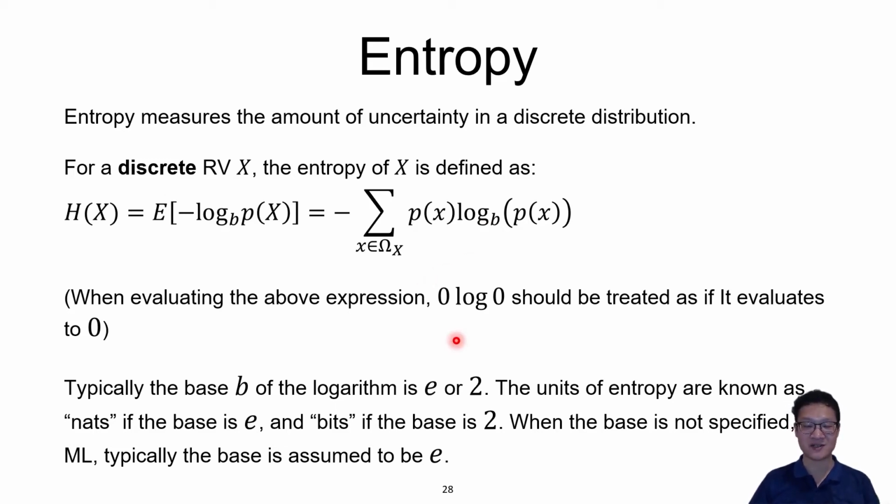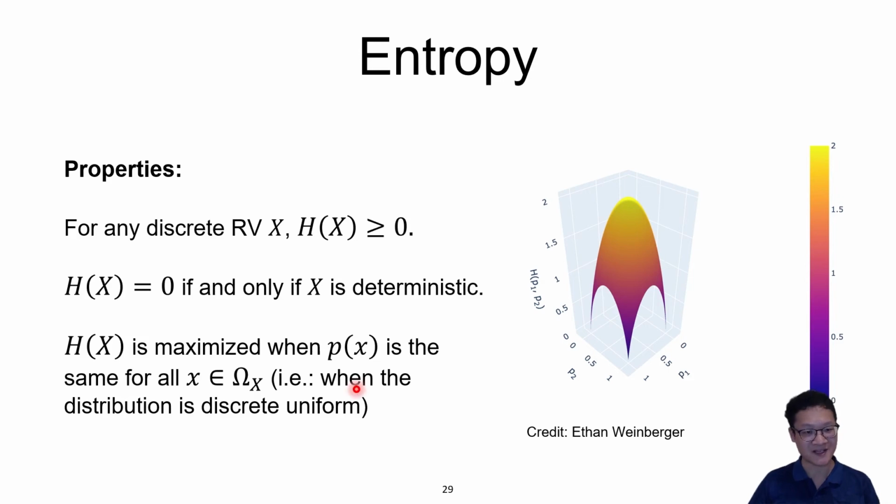So another intuitive meaning of entropy is the amount of information inside the random variable. The amount of uncertainty is actually related to the amount of information. Okay, so maybe we can explain it a little bit here.